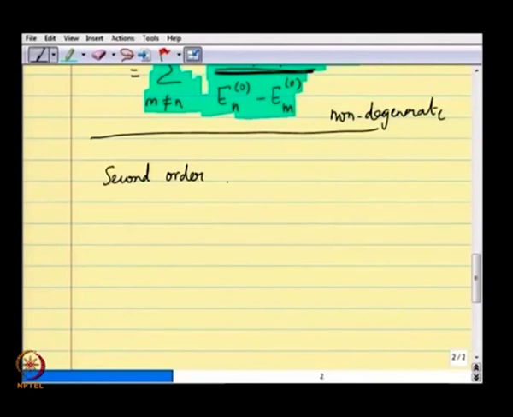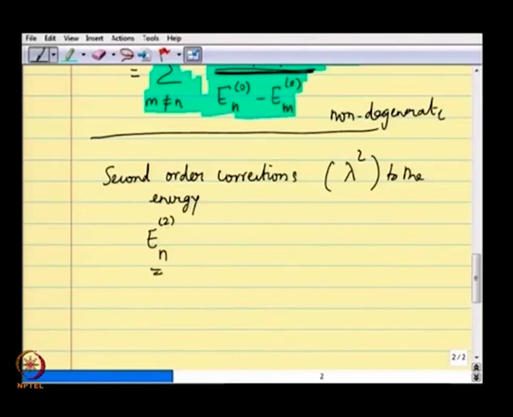using the same method. Second order corrections. The second order here essentially means that terms associated with lambda square, where lambda is our perturbation parameter, to the energy, and that is denoted by En2.